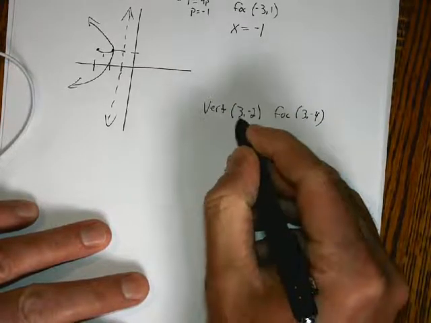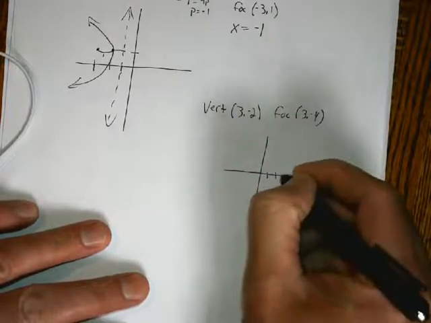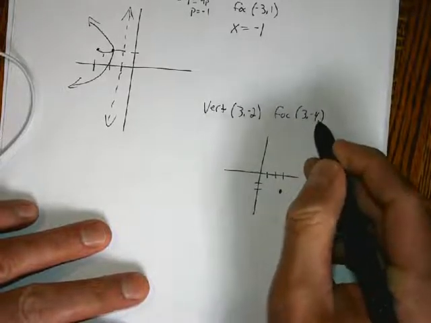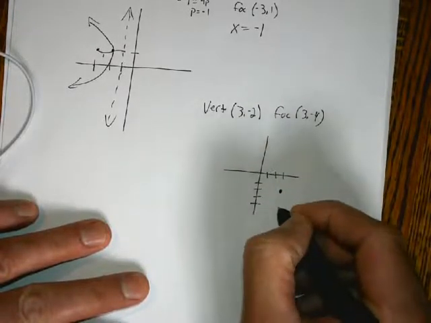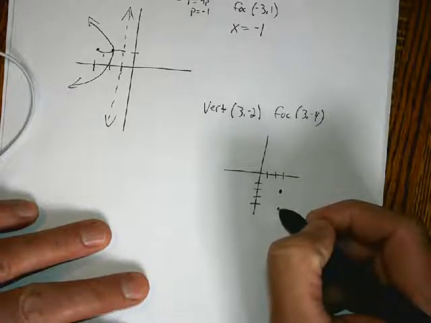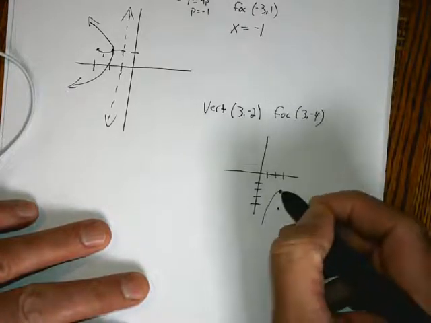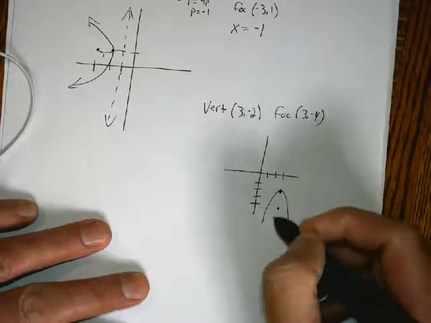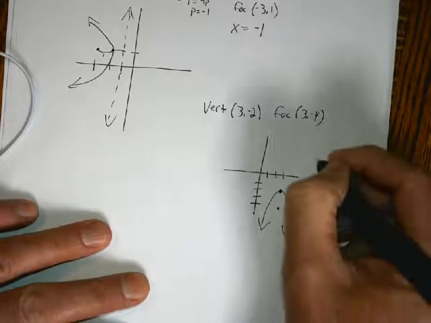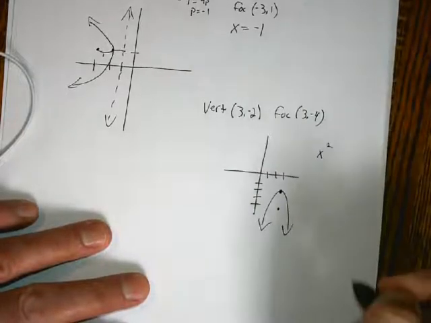Vertex 3, negative 2. My vertex. And my focus is at 3, negative 4. Now, we know that the parabola always opens towards the focus. So that means this one has to be falling this direction. So this is a down parabola. If it's down, that means it's an x squared parabola. So what we do is we write out the formula.